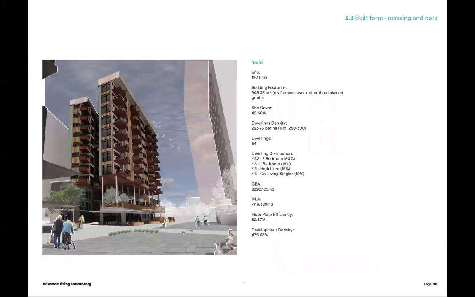Our proposal offers 54 dwellings over 8 floors with 3 podium floors below. This has achieved our aim of between 250 and 300 for the dwelling density and is on the upper side of this.